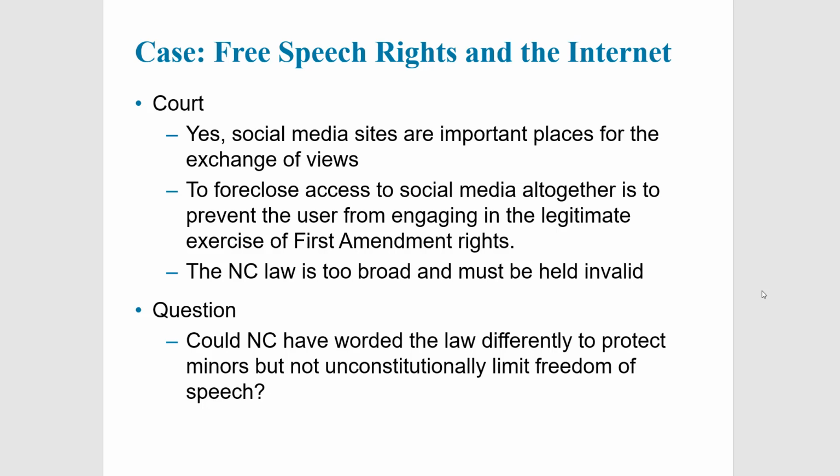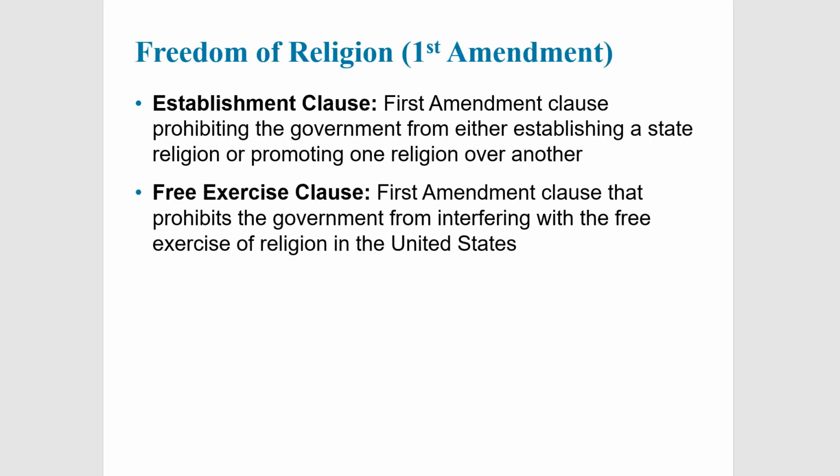So that kind of begs a question. I guess the intent of North Carolina at the time was to try to keep registered sex offenders from being able to contact minor children over the internet. So is there a way they could have worded the law differently to still protect those minors, but not to unconstitutionally limit people's freedom of speech? Maybe they could have. The wording would have had to be much more limited. Maybe they could have been allowed to post on Facebook, but they couldn't contact anybody under the age of 18 or something like that. But that's just not how it turned out.